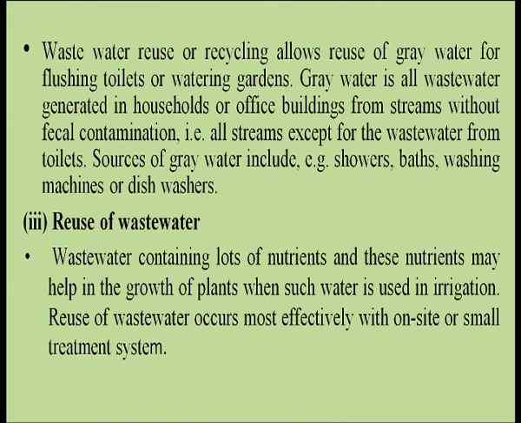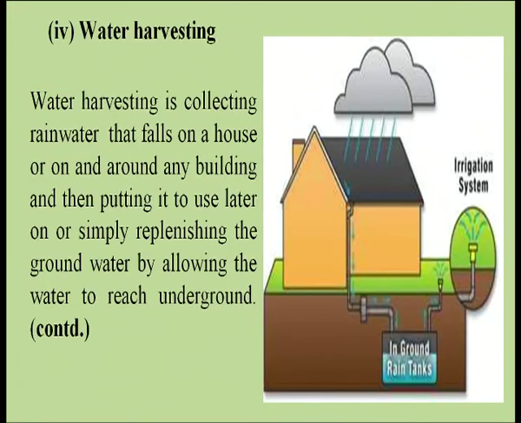Reuse of wastewater. Wastewater contains lots of nutrients, and these nutrients may help in the growth of plants when such water is used in irrigation. Reuse of wastewater occurs most effectively with on-site or small treatment systems. This is a pictorial depiction of rainwater harvesting. It is showing how the rainwater falls on the rooftop and that is getting collected in a tank under the ground, and after required treatment it can be used for various purposes.